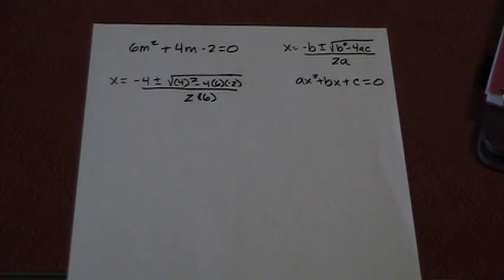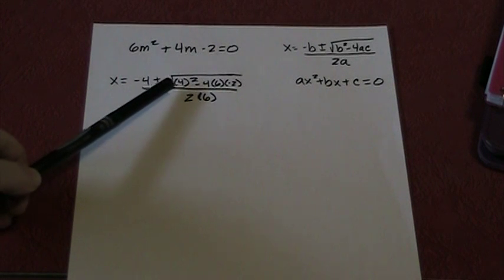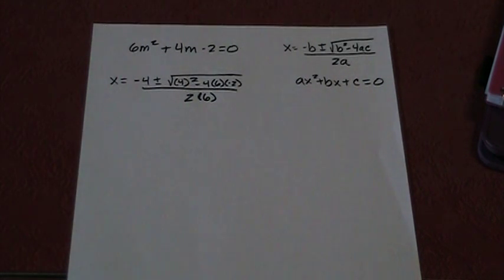What we want to provide in class is simplified exact answers. So we don't want to plug this in our calculator and get a decimal and round the answer. We're going to simplify this step by step, and we're going to start with the radical.